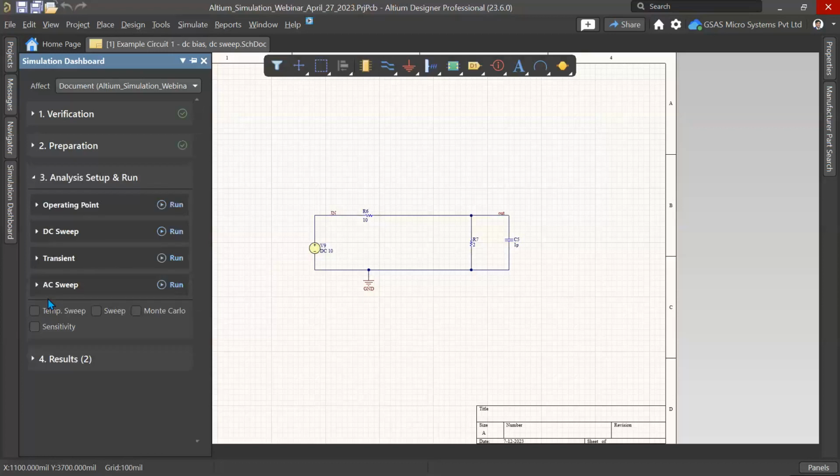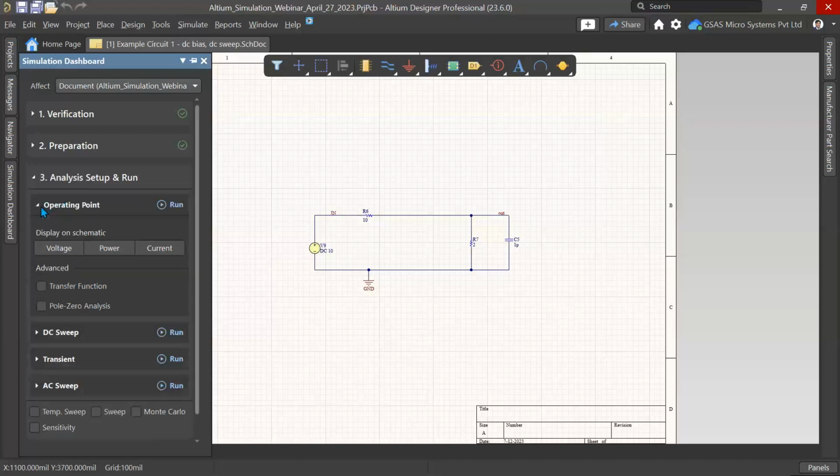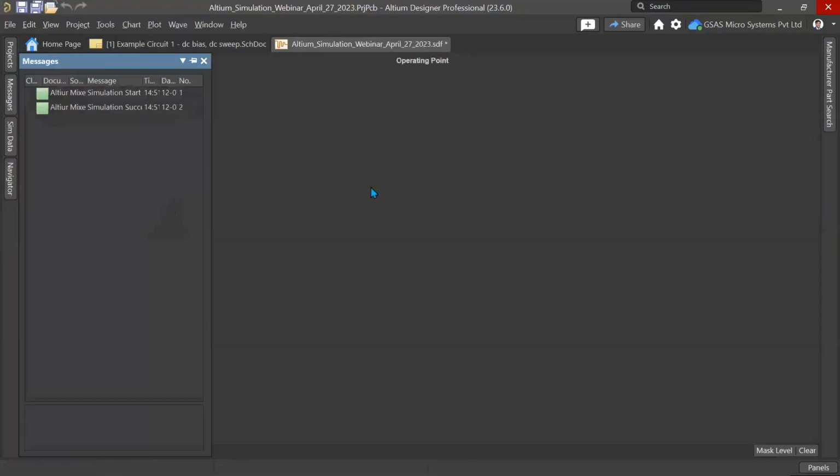And as I told, I want to see the voltage at each and every node of the circuit, so let's perform the operating point analysis. Quite a long time back, we were able to see the voltage, current and power at each node of the circuit by this operating point analysis. Just enable these three options and just click on run. It will perform the analysis.